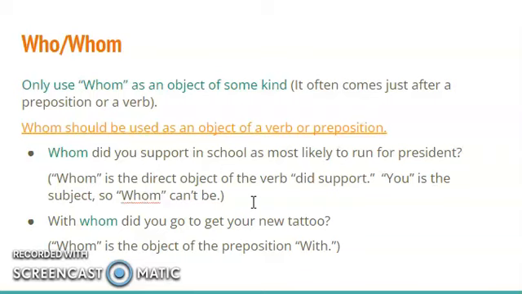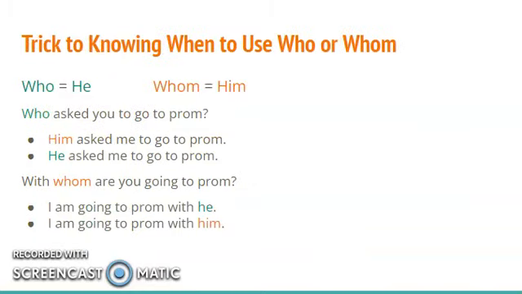Now, I fully understand with that example, you still might be confused. Bear with me. We're going to look at one example, and then I'll get to the trick. With whom did you go get your new tattoo? Whom is the object of the preposition with. You is the subject of the sentence. Okay? Again, you are probably confused at this point. This next slide is going to really help you out.